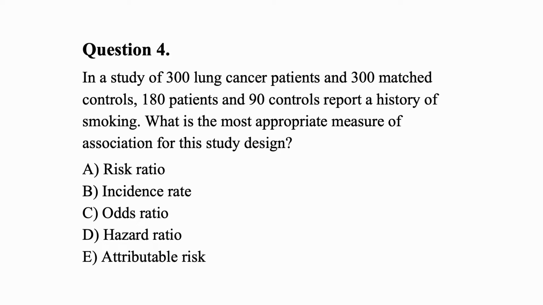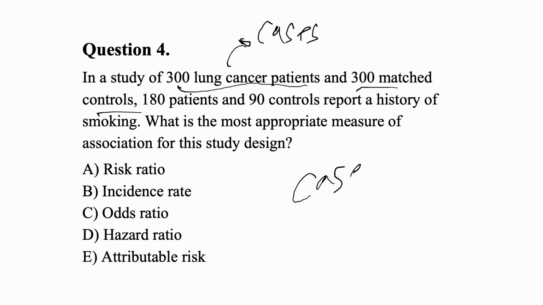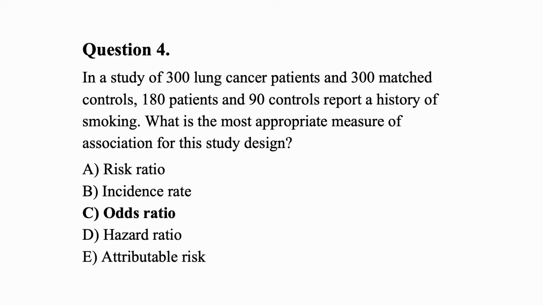Question number 4. In a study of 300 lung cancer patients and 300 matched controls, 180 patients and 90 controls report a history of smoking. What is the most appropriate measure of association for this study design? So you have your lung cancer patients, which will be your cases here, and then 300 matched controls. So this will be a case control study. So what is the correct measure of association in case control studies? Well, that would be an odds ratio.